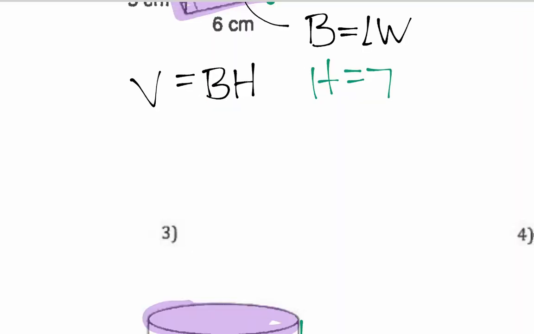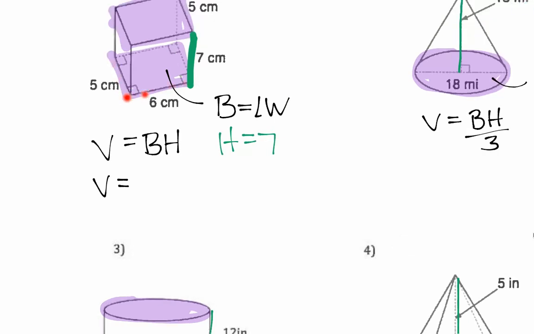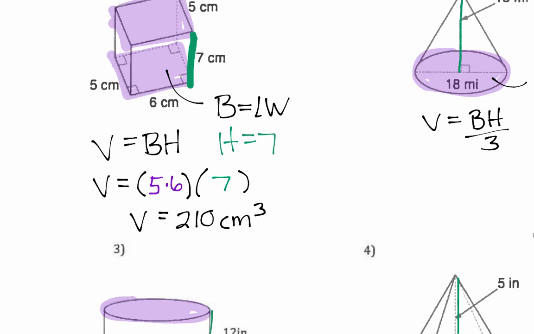So if I go back through here now, let's solve these. So volume equals base times height. So my base is 5 times 6, length times width. So that's 210 cubic centimeters. That's 30 times 7.